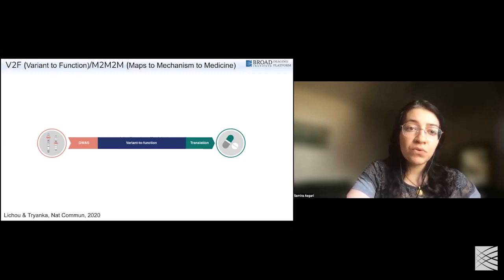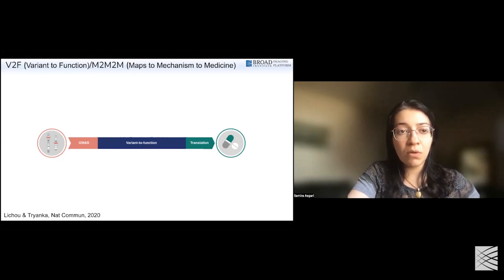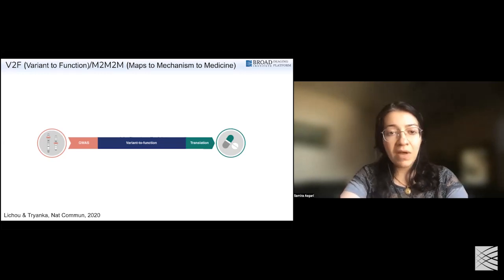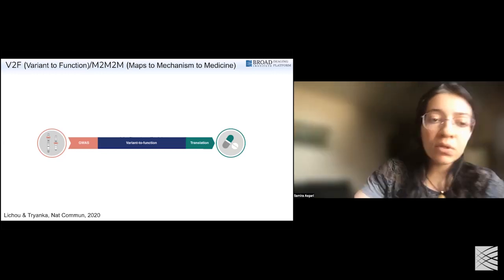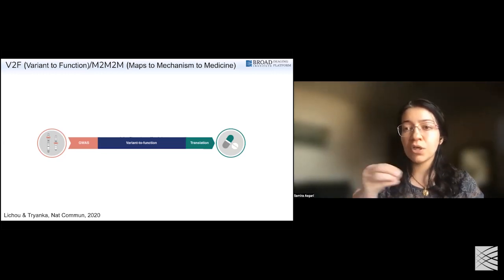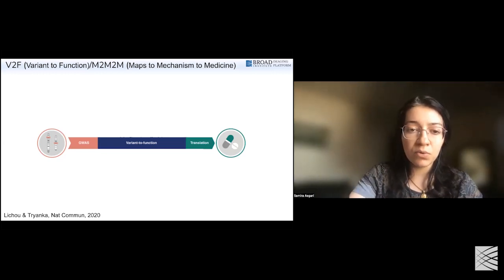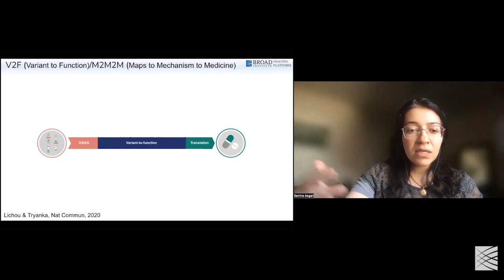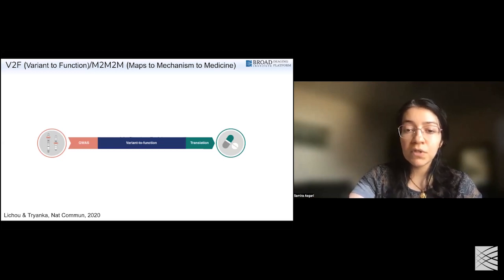So over the past few years, this effort has started in the field of human genomics and complex trait genetics, that usually is referred to as V2F, short for variant to function, or M2M, maps to mechanism to medicine. But basically, regardless of what you call these efforts, the goal is to connect genetic variants to function to clinical outcome. And there has been a wide array of methods that have been proposed and used to achieve this goal.